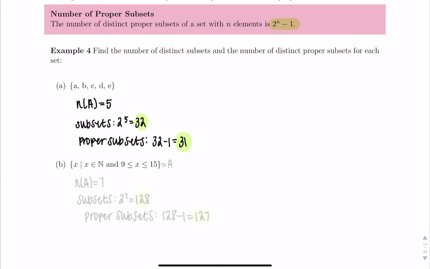For this set, I'm going to call this set A. The cardinality is 7, and so the subsets would be 2 to the 7th, which is 128. And then for proper subsets, we just subtract 1, and so we get 127.